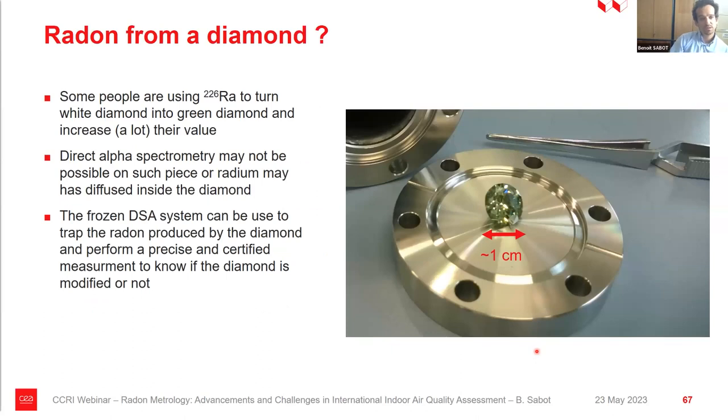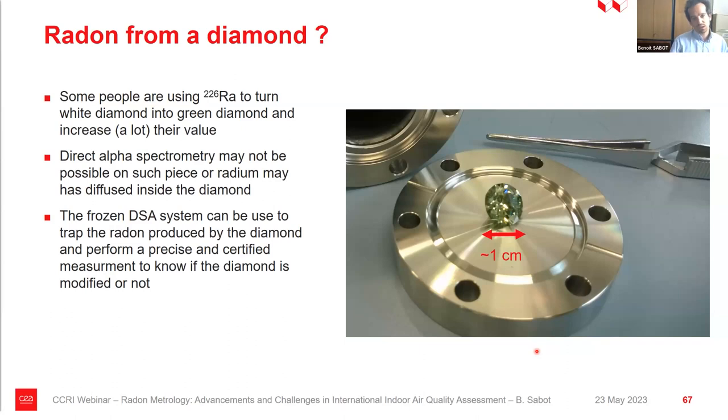And one last funny one is some specific application. In fact, some people use radium-226 salt to place a diamond inside, a white diamond, to turn it into a green diamond. Because when you have a green diamond, the price of this one is very, very much higher. And what we did in the past is that we helped people to check if one diamond is a real green diamond and not one that was turned with radioactivity. So typically you cannot really use alpha spectrometry because radium may diffuse inside the diamond. The diamond is already with a very complex shape. And so it's not very convenient.